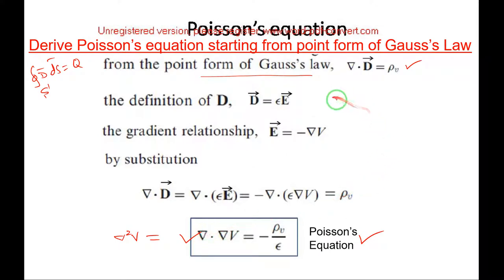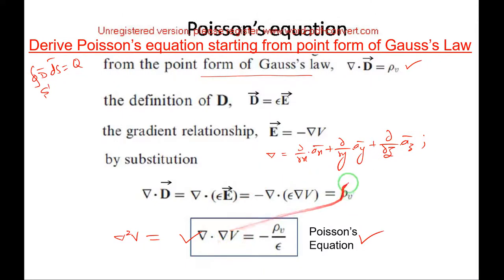Del is a vector operator. Just I will write del here. Del is a vector operator: dou by dou x into ax, dou by dou y into ay, plus dou by dou z into az. This we know, right? Then we know what del V is also. Del V, the gradient of a scalar point function, is a vector: dou V by dou x into ax plus dou V by dou y into ay plus dou V by dou z into az.